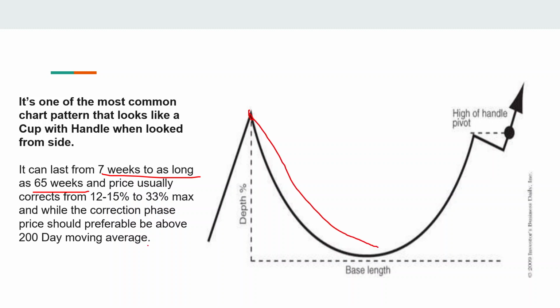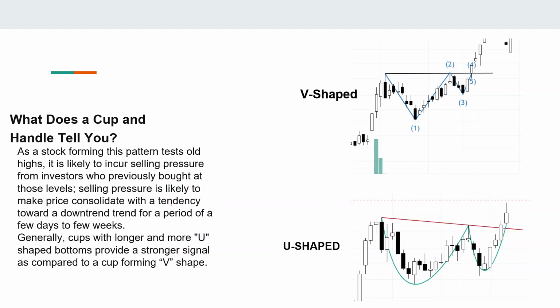The usual correction from the point it faces resistance to the base formation is from 12 to 15% to a maximum of 33 to around 35%. And preferably the stock should be above its 200 moving average when this pattern is forming. Otherwise the chances of failure are really high. So what does a cup and handle tell you?